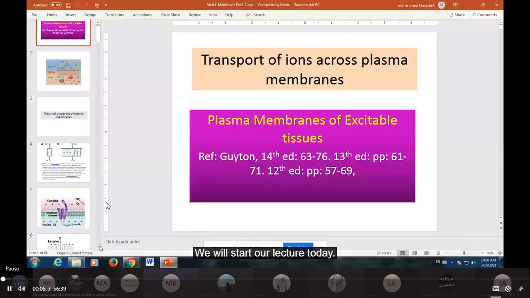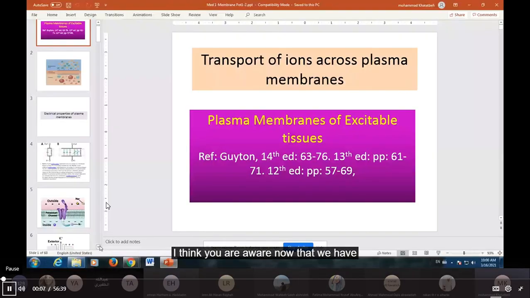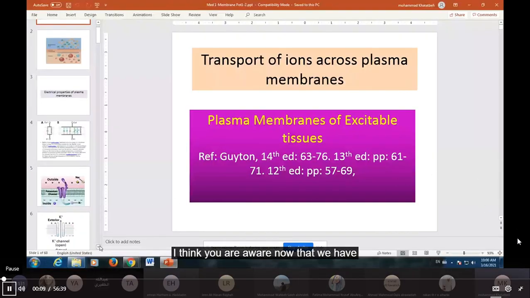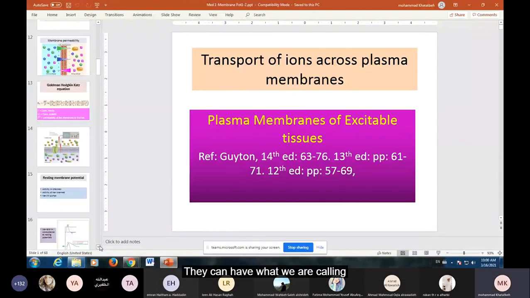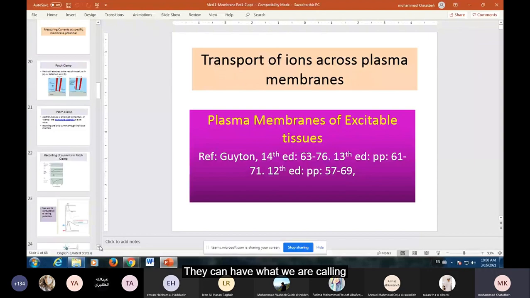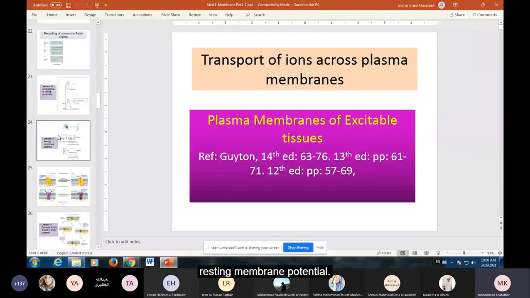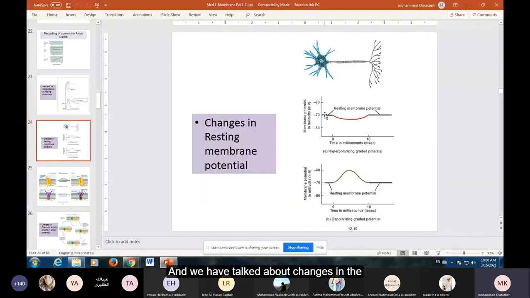Lecture today. I think you are aware now that plasma membranes of excitable cells can have what we are calling resting membrane potential. And we have talked about changes in the membrane potential to a less negative or to a more negative potential upon changing the activity of certain channels.